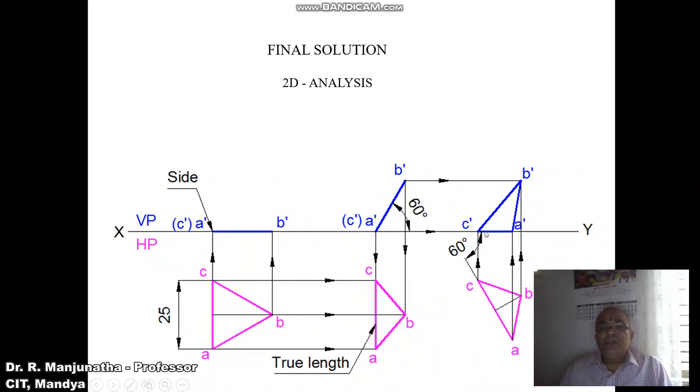Even in the final position, you can see that one of the edges of the triangular lamina is resting on HP. The edge on which it is resting on HP is inclined to VP at 60 degrees, and the surface of the lamina is inclined at 60 degrees, and it is resting on one of the sides on HP, and it is an equilateral triangle of 25 mm. So since we have satisfied all the given conditions of the problem, this will be the final solution which has been written in the sketchbook.